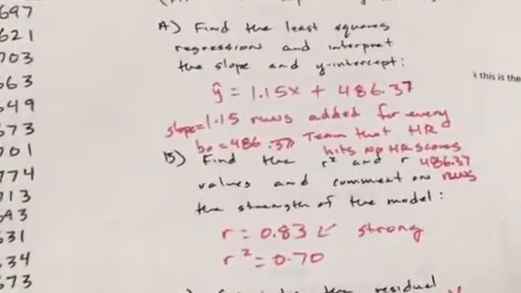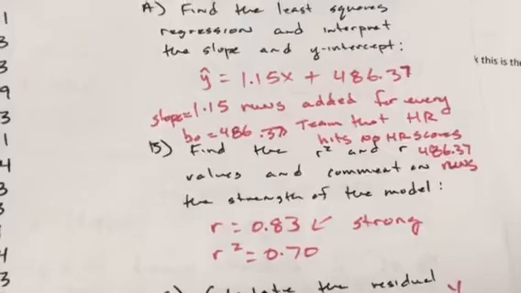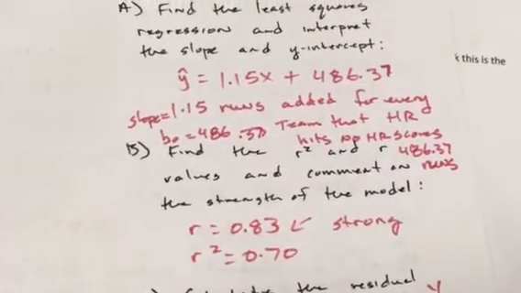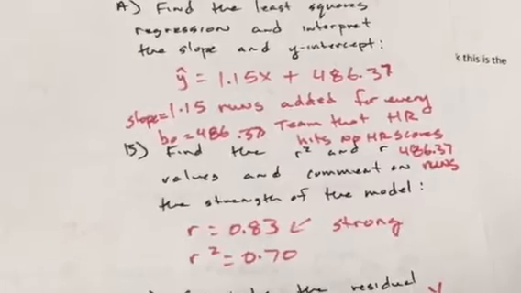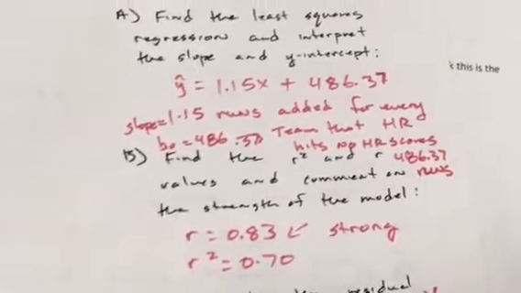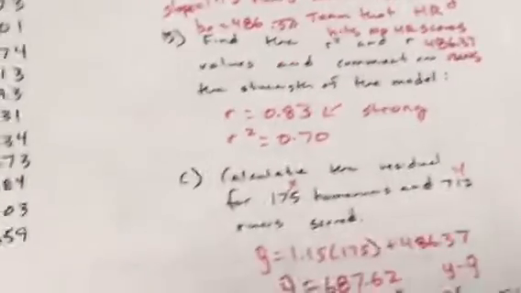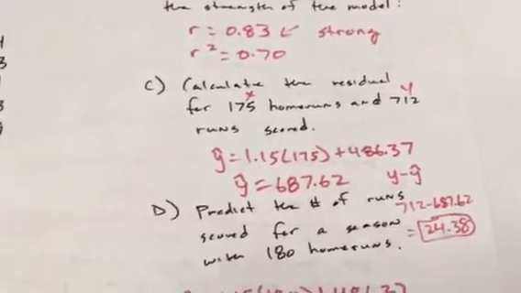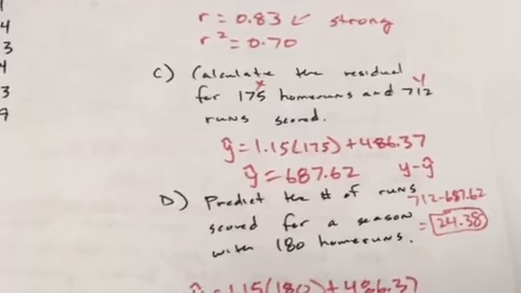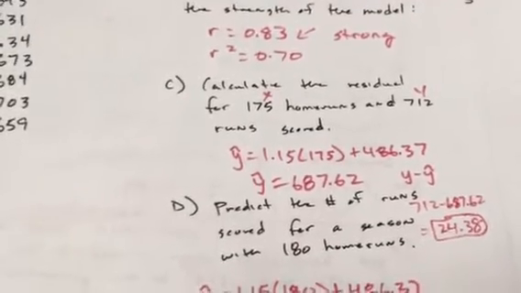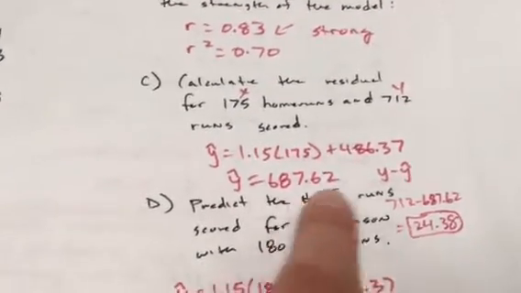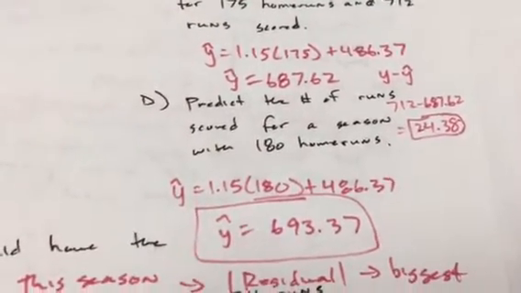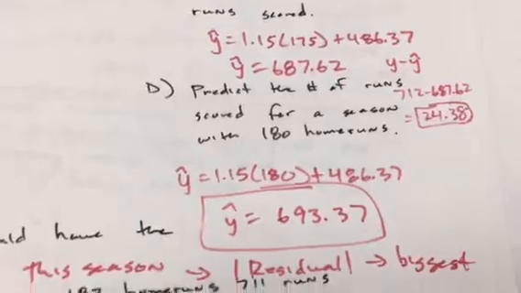Basically, for every home run they hit, 1.15 runs are added to their run total. A team that hits 0 home runs will score 486 runs. That's a pretty strong r. Calculate the residual for 175 home runs and 712 runs scored. Plug 175 in for x. That's y hat. Y minus y hat. They overperformed.